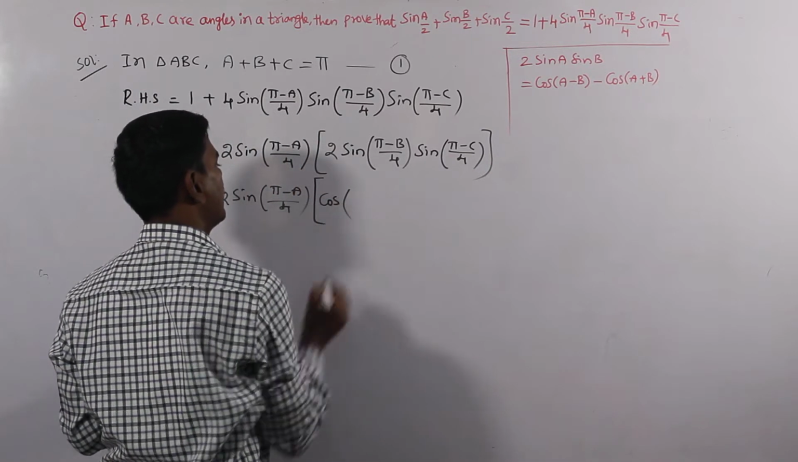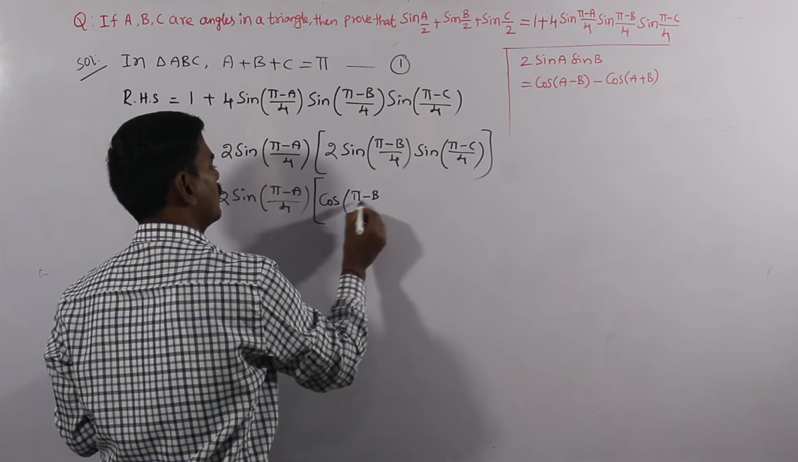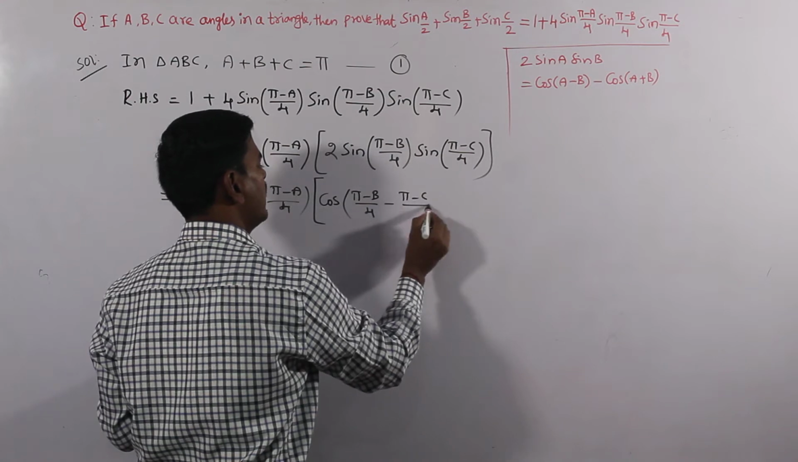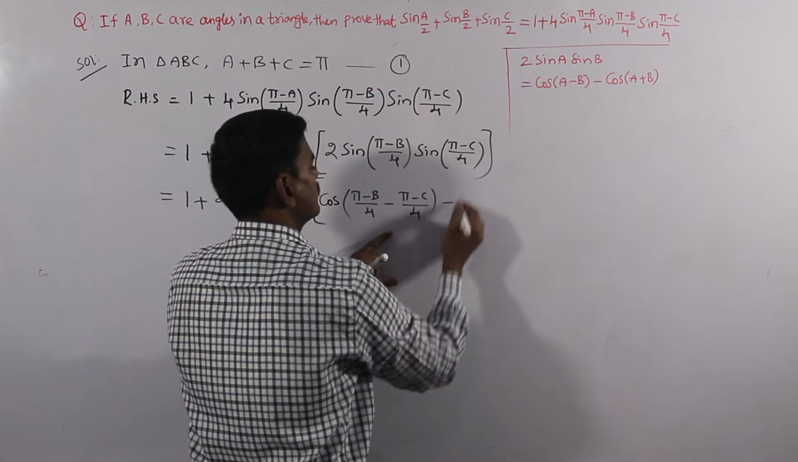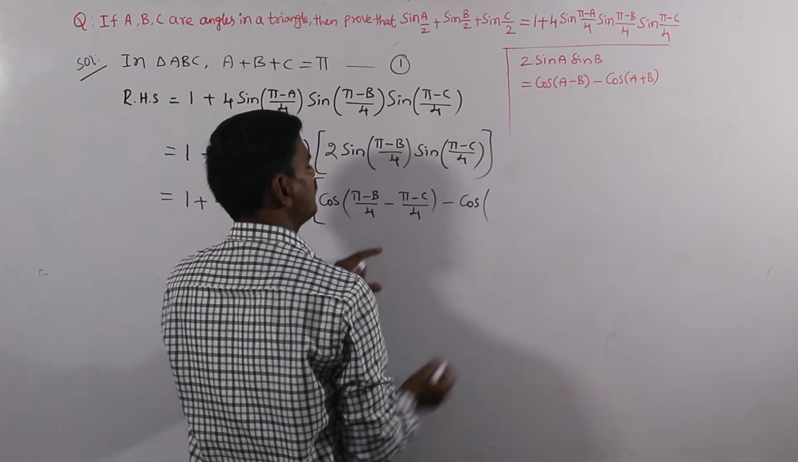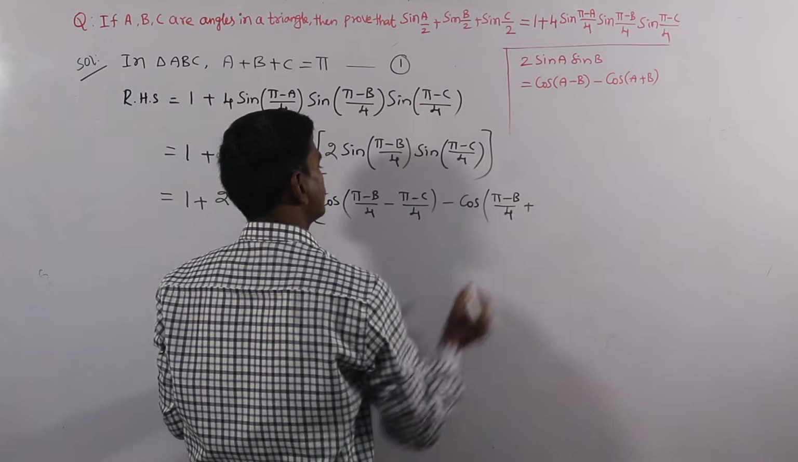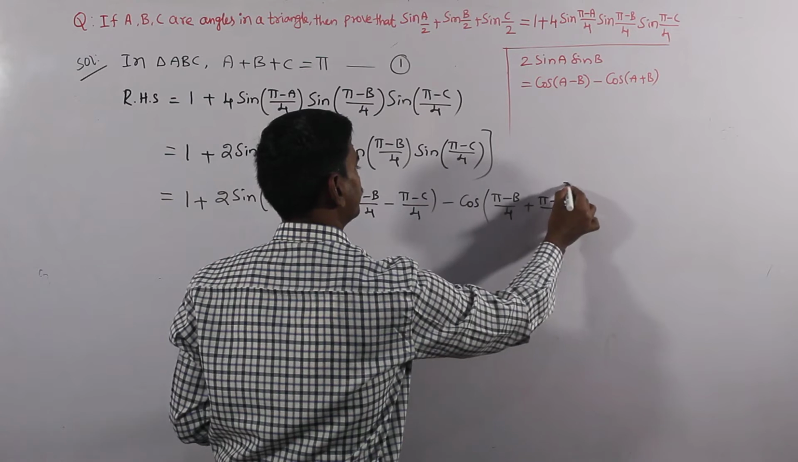Cos of A minus B. What is A here? (Pi minus B) by 4. A minus B, (pi minus C) by 4. I wrote cos of A minus B. Next minus cos of A plus B: A is (pi minus B) by 4 plus B is (pi minus C) by 4. Bracket close.